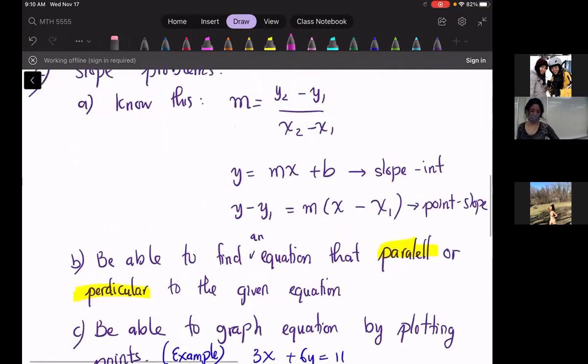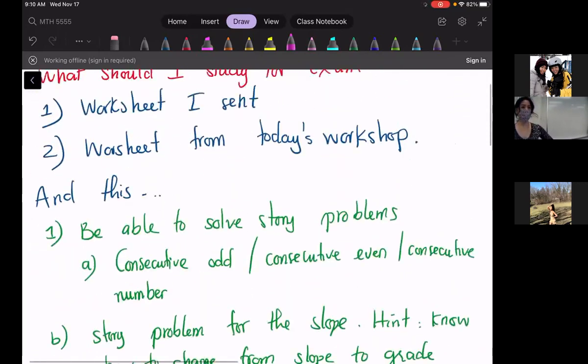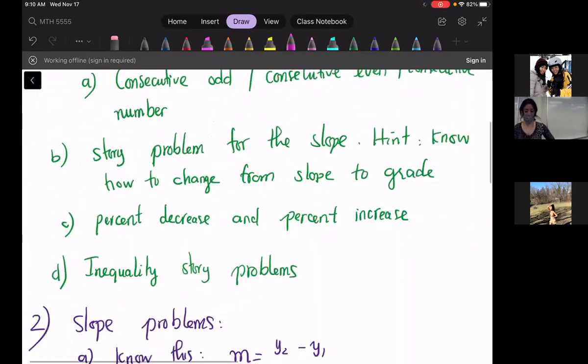All right, so those are things that you can expect on the exam. Those are helpful. At least I narrowed down what to study.